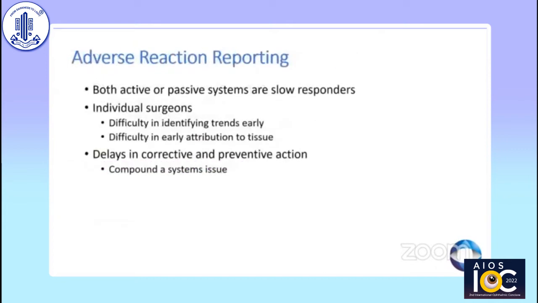Adverse reaction reporting systems, whether they're active or passive, are notoriously slow responders. Surgeons working independently of one another have no ability to identify trends and thus have difficulty identifying that their issue may be related to a systemic problem. For example, whilst primary graft failure is rare, it is not necessarily unexpected, and the reporting from the surgeons is therefore delayed. This delays corrective and preventative actions and can compound a systems issue.